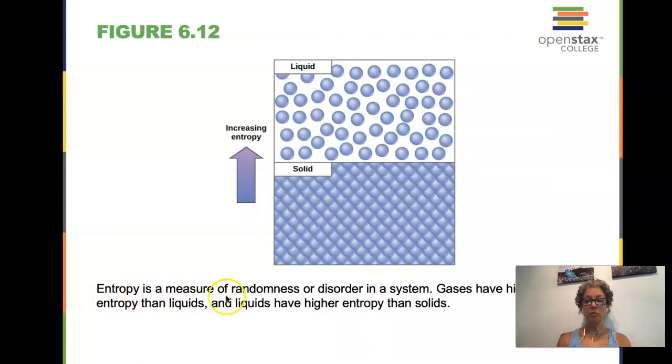There's our entropy, the measure of randomness. So gases have higher entropy than liquids. Liquids have higher entropy than solids. So the greater disorganization you have, the higher the entropy. The more organization you have, the lower the entropy.